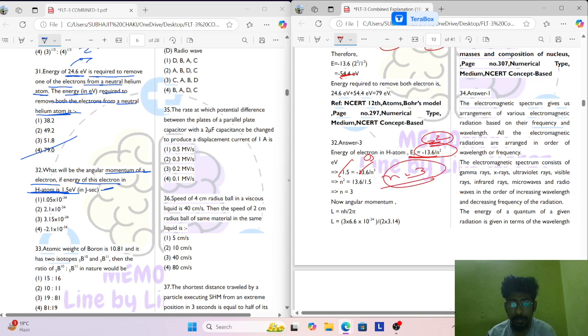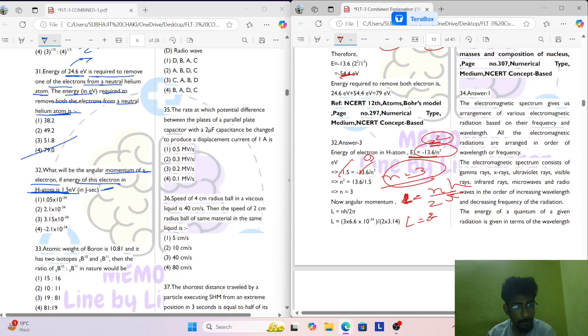The value of n will be equal to, and we already know from Bohr's atomic theory, what is L equal to? nh by 2 pi, or n h cut, the formula h by 2 pi equals h cut, the formula that we know. So L equals n, which is here 3.